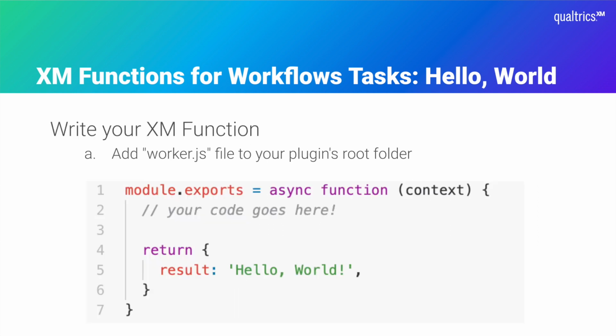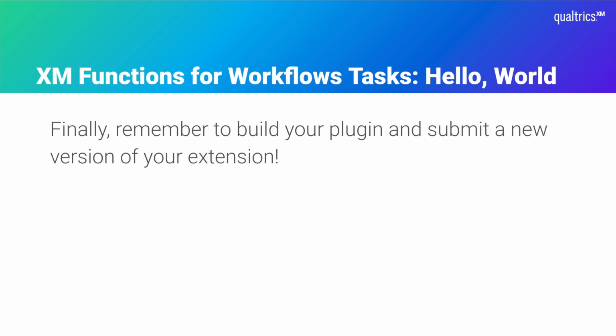Lastly, we need to write our XM function. Add a worker.js file to your plugin's root folder. The following code snippet is the minimal code to get your XM function up and running and return hello world. Remember to build your plugin and submit a new version of your extension. Your plugin should now be ready to use XM functions, and any workflows using your latest version will start running code in your worker.js file. Congratulations on building your first XM function.